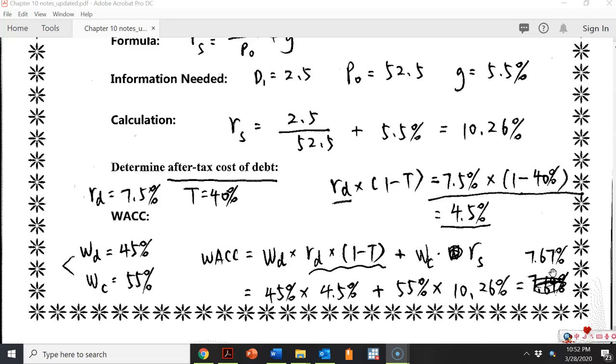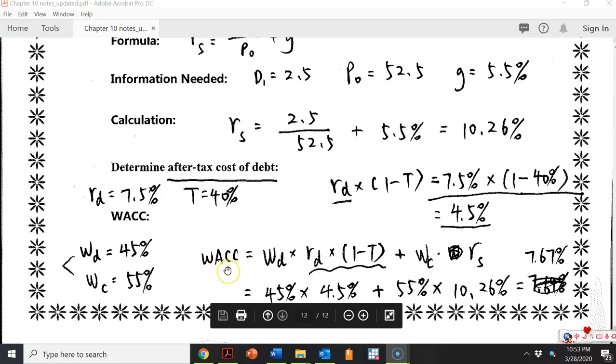So this is all about chapter 10. After this chapter, you should be able to calculate the cost of debt, cost of common equity, and cost of preferred stock for new stocks or for retained earnings, and also calculate WACC by taking the weighted average of all the component costs.